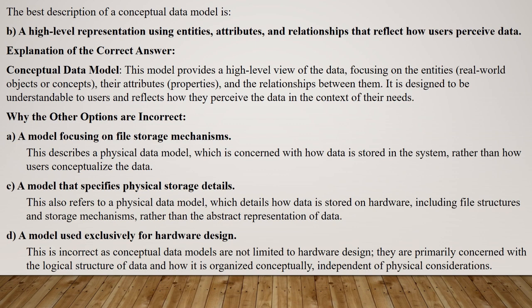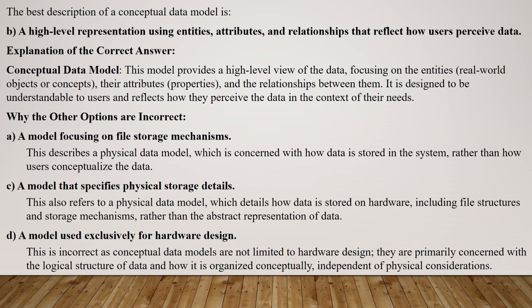For example, a person's attributes or properties: the person has a name, the person has an age, the person has an ID, just like that. And the other one is the relation between entities. It is designed to be understandable to users and reflects how they perceive data in the context of their needs.